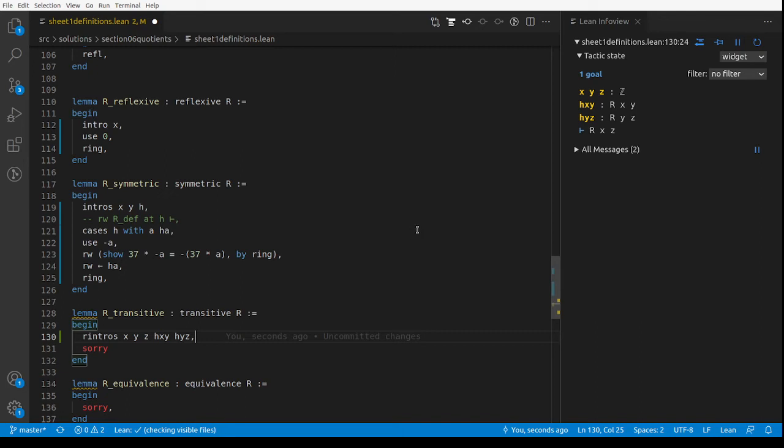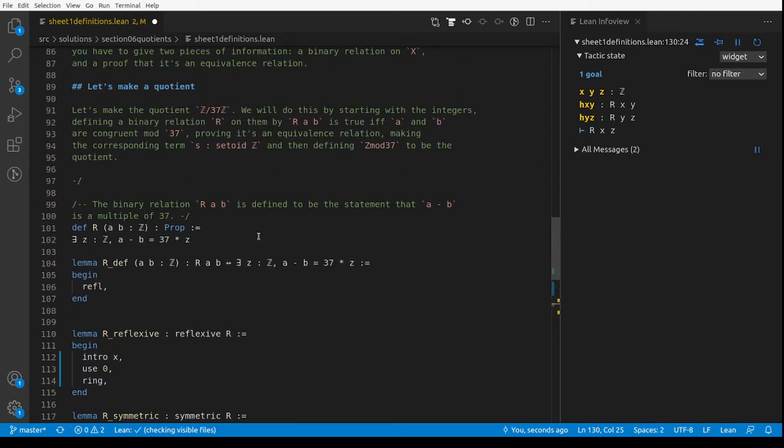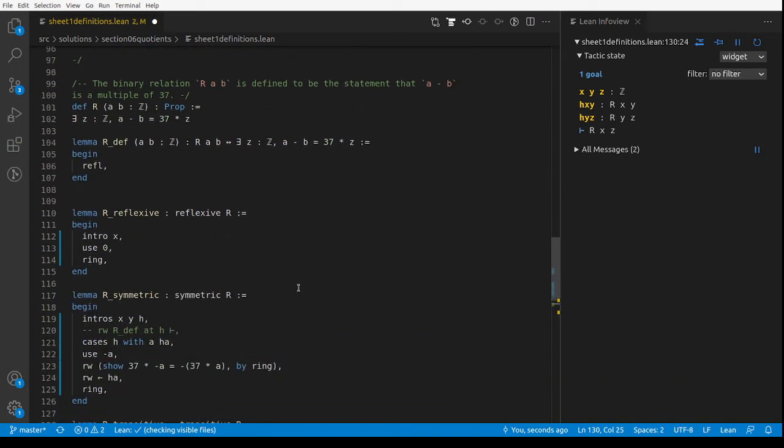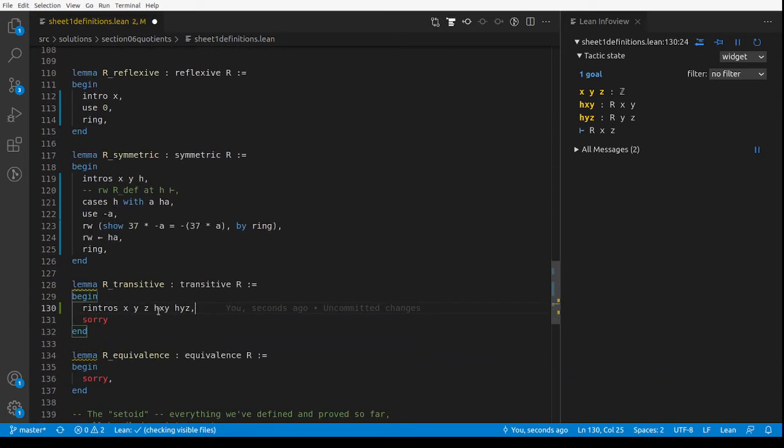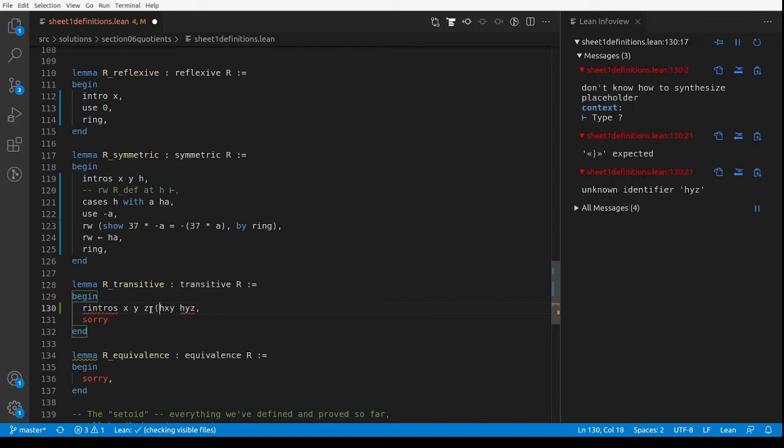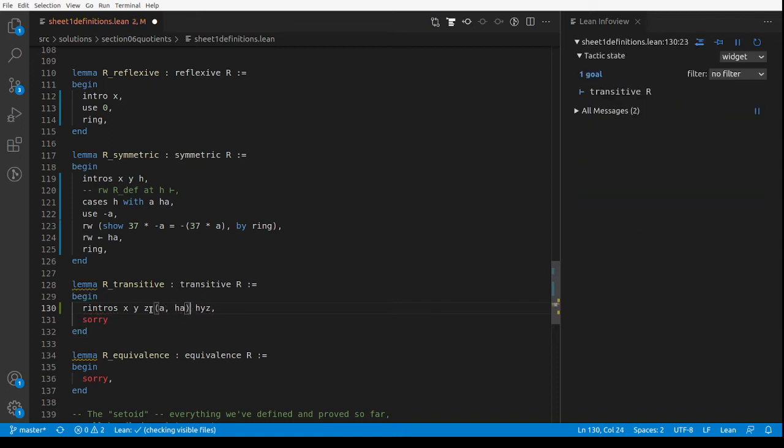So this R is an exists, right? The definition of R is, there exists something such that blah, blah, blah. And so we can just do the cases directly. We could do it here, right? We could do a, ha. And then you see now we don't have an hxy at all. We've just directly got the statement that x minus y is 37a. And so we could do the same here. b, hb. There. So we know x minus y is 37a and y minus z is 37b.